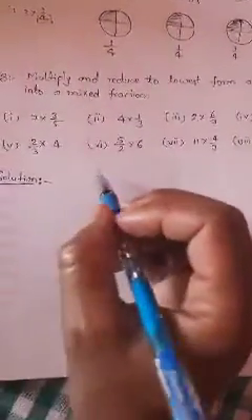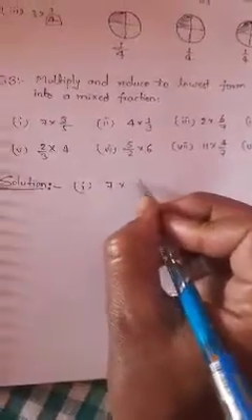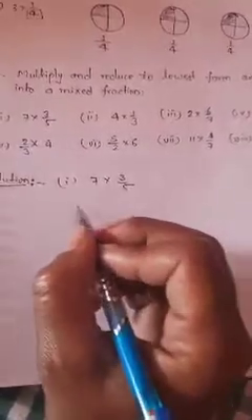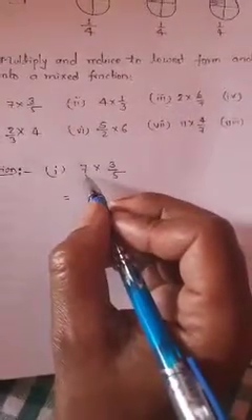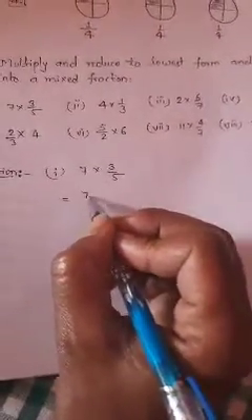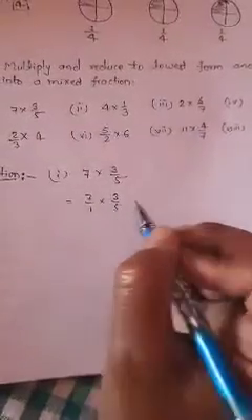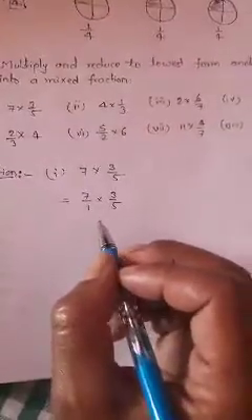Multiply and reduce to lowest form and convert into a mixed fraction. Let us see how to solve it. Taking the first question, 7 multiply 3 upon 5. So students, the multiplication of fractions is done as follows: if 7 has no denominator, we can place 1 in the denominator of any number. So this can be written as 7 upon 1 into 3 upon 5.